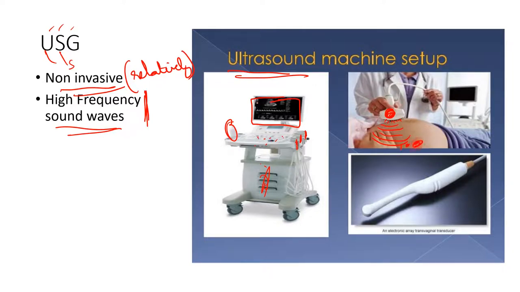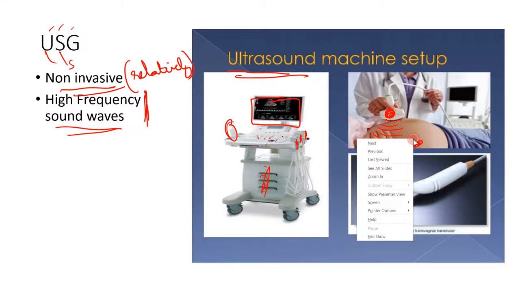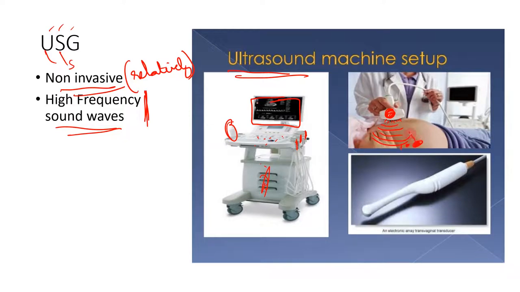Suppose this is the kidney and this is the area in front of the kidney. It will create a clear margin at this point, and it will create an echo back, and that echo will be detected by this probe itself. This is basically a piezoelectric material. You know what a piezoelectric material is? One which can convert one form of energy to another form of energy. Anyway, it converts an electrical impulse into a sound wave, or a sound wave back into an electrical impulse. Okay, so that is the basic principle.